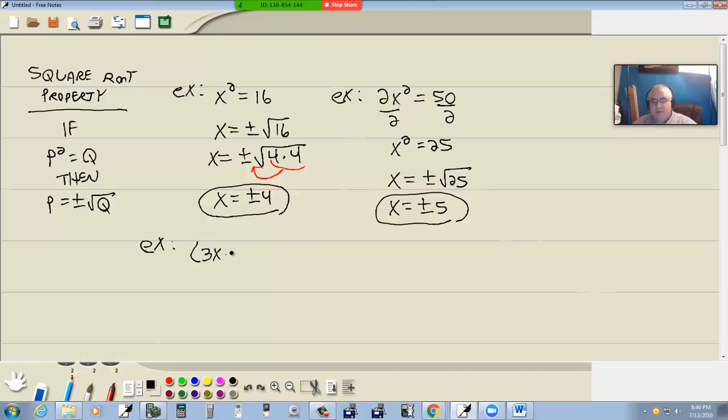Let's take a look at this one. 3x minus 1 squared is equal to 24.